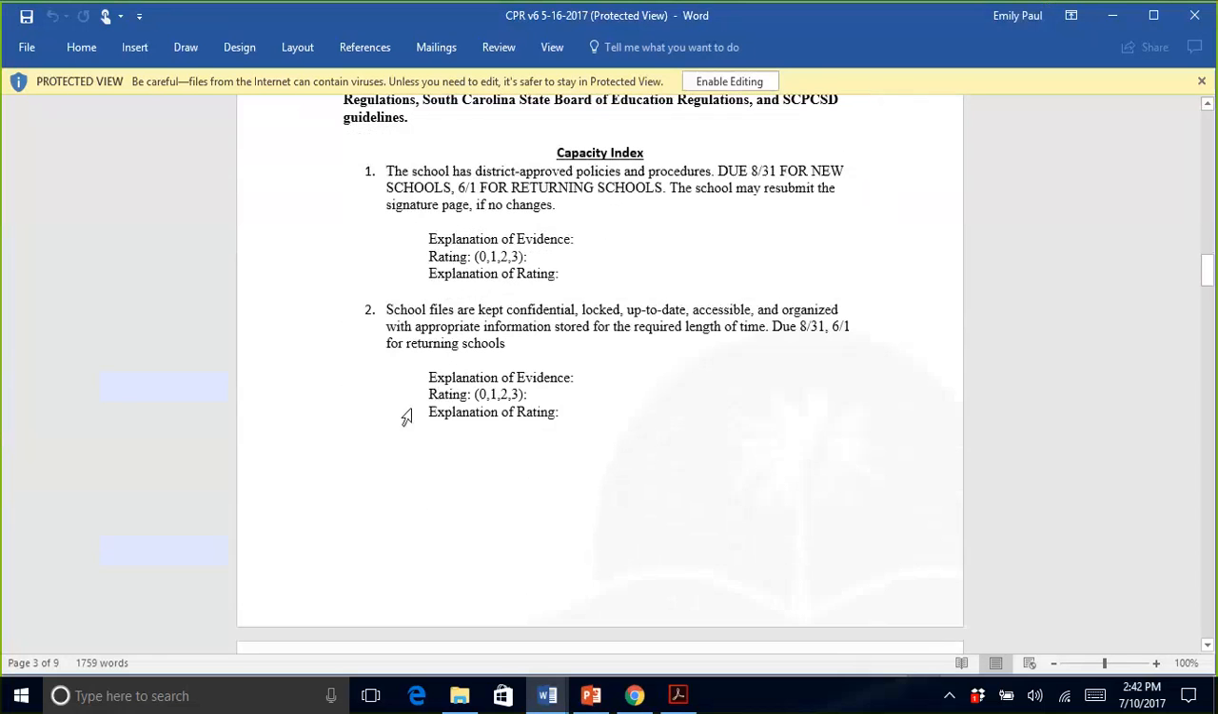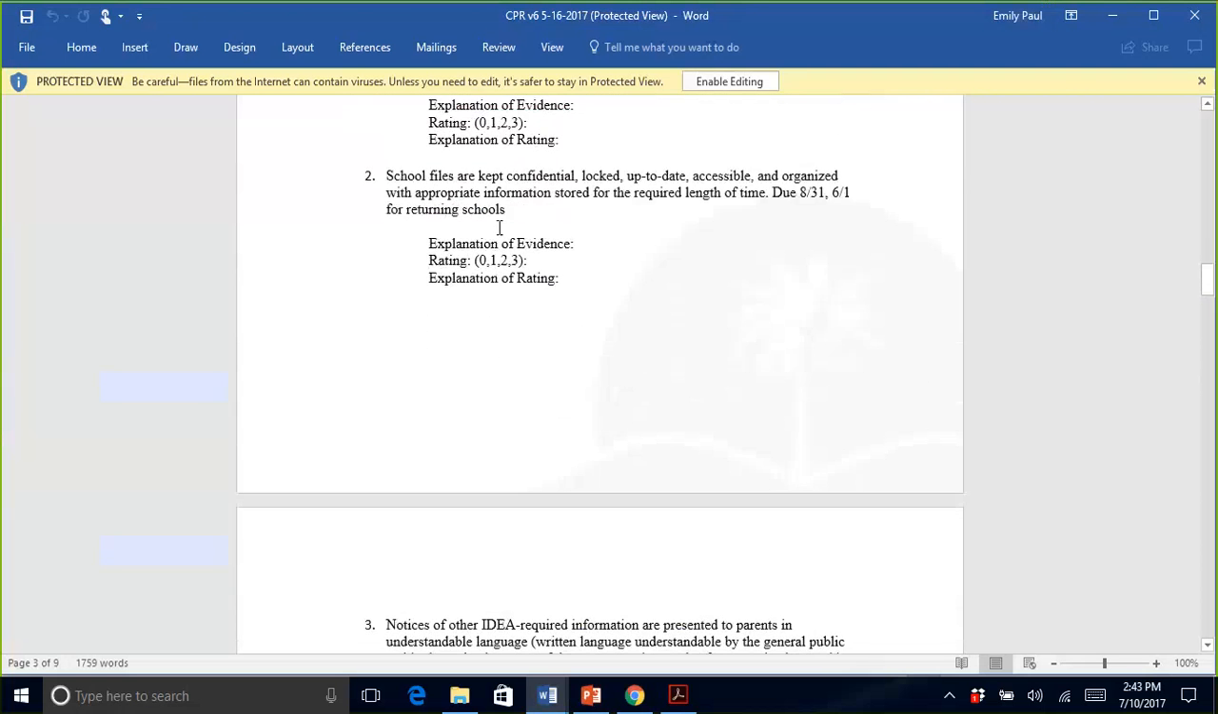So here is where the capacity piece starts. The first item on the capacity index has to do with policies and procedures. This is something that everybody turns in at the beginning of the school year. We have 2 due dates for this. The focus group that we held said it's great to have it at the beginning of the year, but it would be even better if we could just turn it in to you in June for the following year. We'll make any changes we need so that we don't have to work on it over summer. So if you're a returning school, you can turn it in June, or you can wait till August. It's up to you.